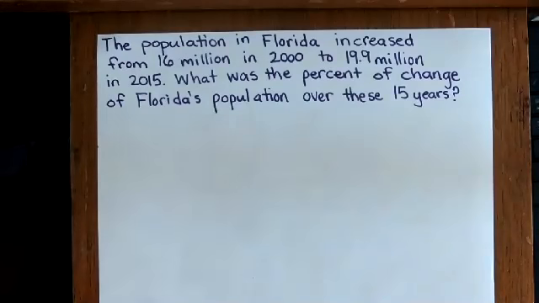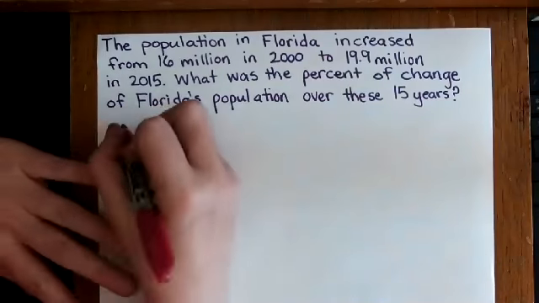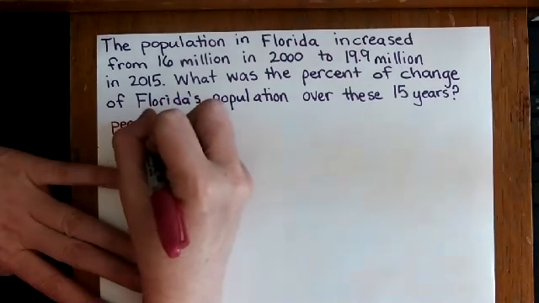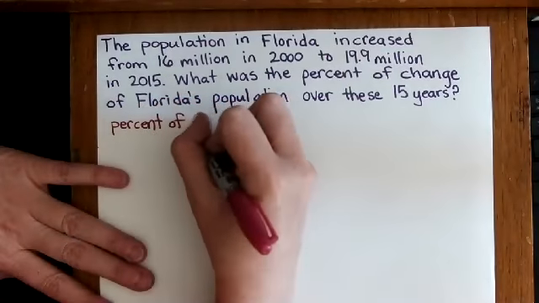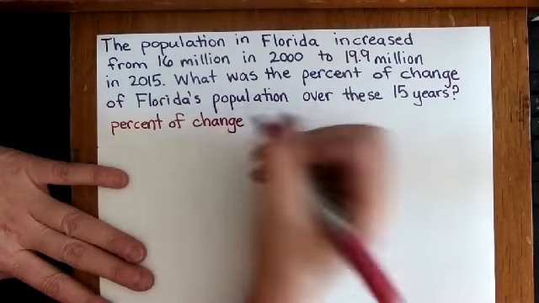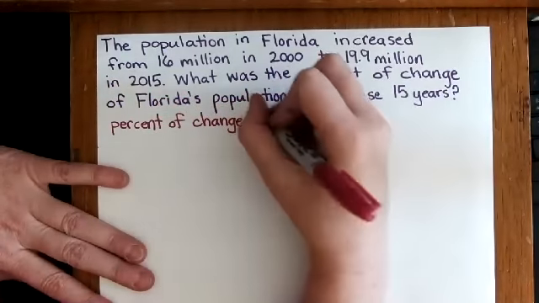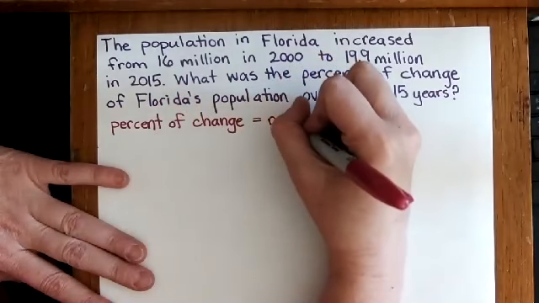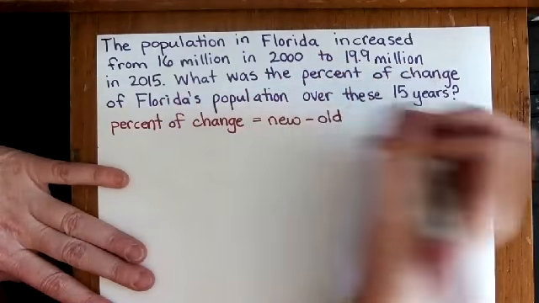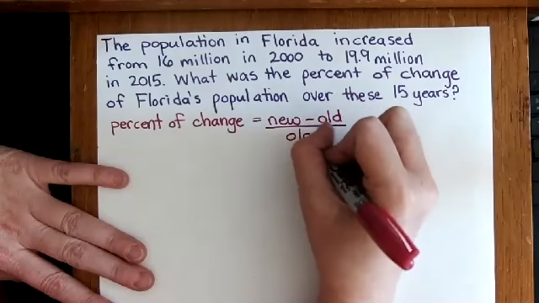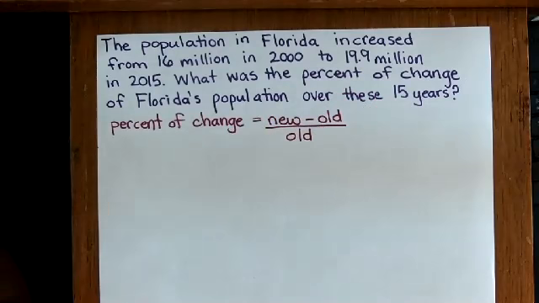Now we're going to take a look at using the percent of change equation, where the percent of change equals the new amount minus the old amount divided by the old amount. In this problem we have the population in Florida increased from 16 million in 2000 to 19.9 million in 2015. What was the percent of change of Florida's population over these 15 years?